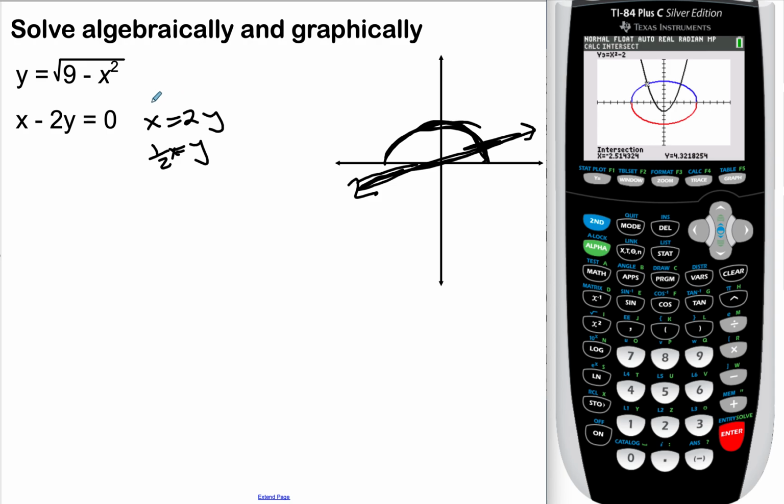And so remember, this is a radical equation. So we need to be on the lookout for extraneous solutions, okay? So it's really important that you remember how to solve radical equations, okay?